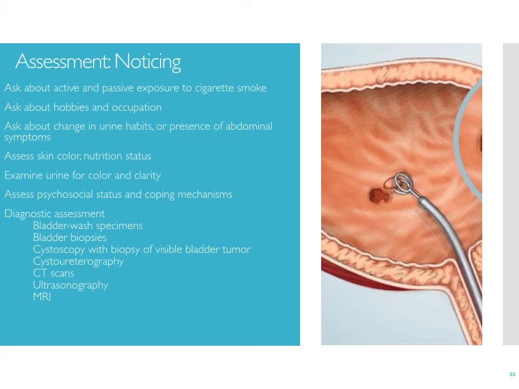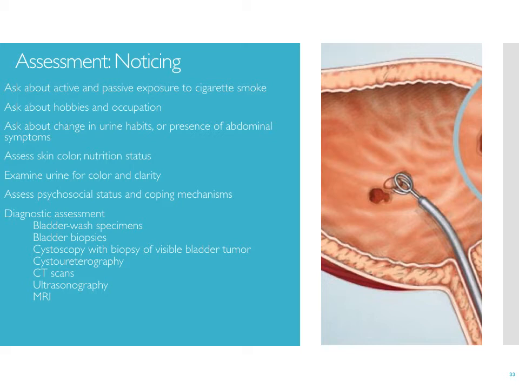So when we're assessing, we want to ask about active and passive exposure to cigarette smoke, because we can see this in our patients that have never smoked, but they lived in a house where their spouse smoked. You want to ask about hobbies and occupations, because that may show that there's been a chemical exposure.